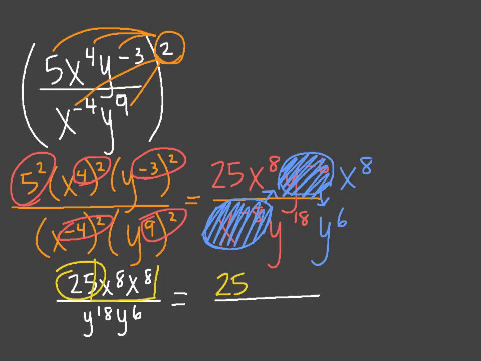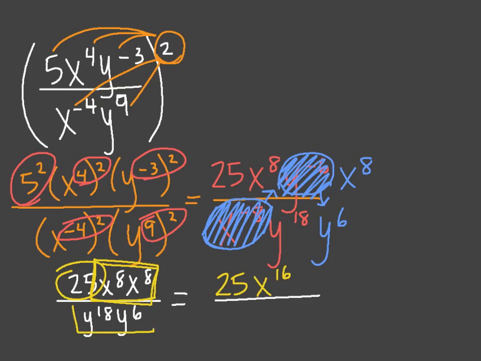Now when I look at my 2 x's, I have a choice. I'm either going to add them or I'm going to subtract them. Well, because these 2 x's are next to each other, I'm going to add them up. 8 plus 8 makes 16. So I'm going to put x to the power 16 on the top of my fraction.